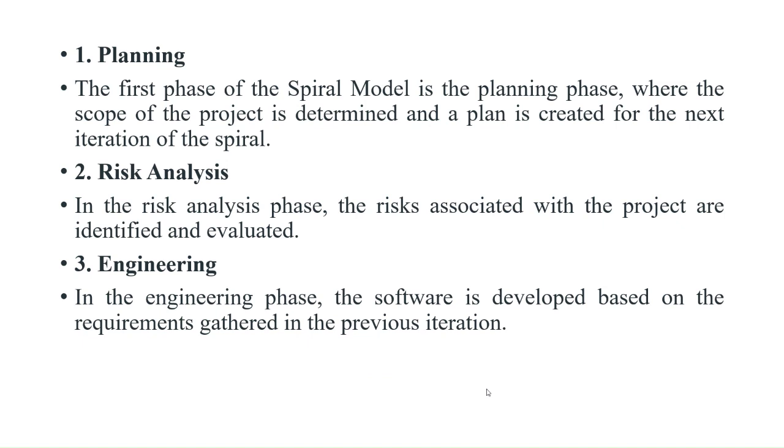We have different types of phases in the spiral model. So first we will discuss what phases are involved in the spiral model. The first phase is the planning phase. The planning phase is responsible for planning the requirements. Basically, planning means gathering the customer requirements and deciding how to do the design and how to do the coding. We plan everything in the planning stage, and we satisfy the user requirements in the planning stage.